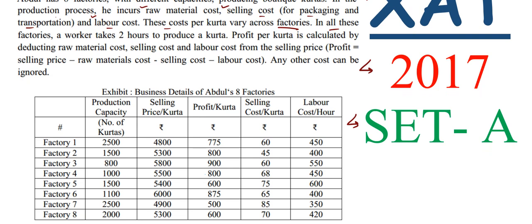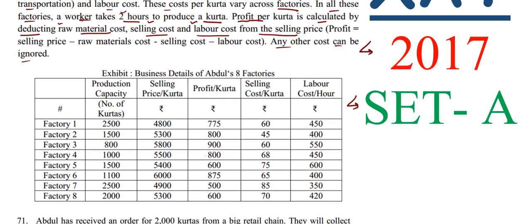Now in all these factories a worker takes 2 hours to produce a kurta, so he has to give a labor cost of 2 hours to a single worker for a single kurta. Now profit per kurta is calculated by deducting raw material cost, selling cost and labor cost from the selling price. So if we want to calculate the profit in each kurta, we need to subtract the raw material cost, the selling cost and the labor cost from the selling price. Any other cost can be ignored. Okay, so if we have any other cost, we are going to ignore that.